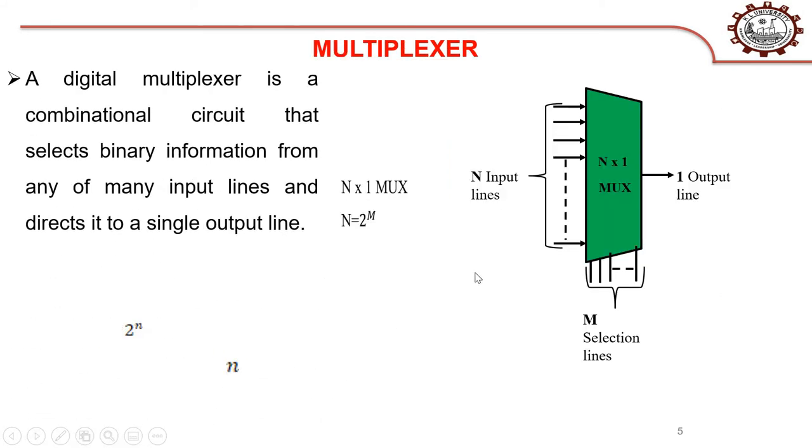So here the multiplexer, generally it consists of n number of inputs and one output, and the formula is simple: n is equal to 2 power m. How many inputs are there? Those input numbers we call n, and m is the selection. Suppose, for example, input lines are 16, then m will be 4 because 2 power 4 equals 16. So the number of selection lines will be decided based on the number of inputs that are connected.